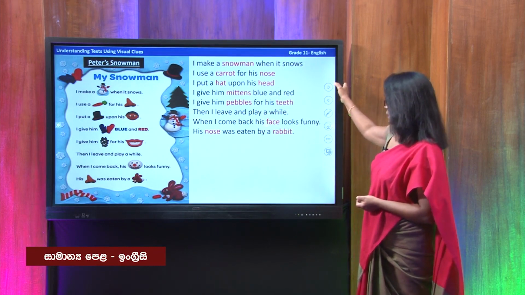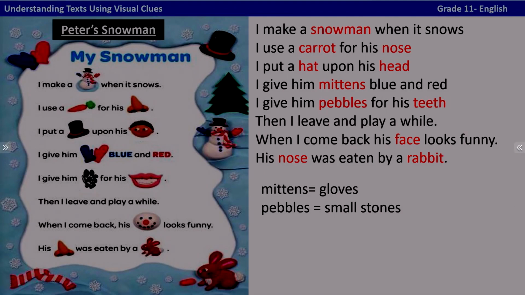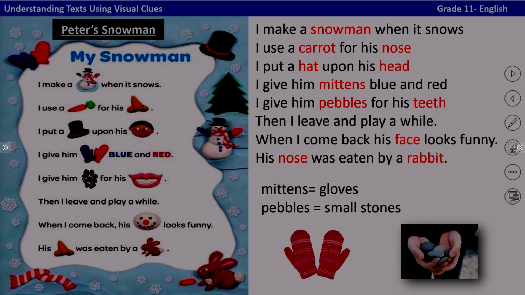Don't worry. Mittens are gloves, gloves that you wear during cold climate. And pebbles means small stones. So children, even if you have written the word gloves instead of mittens and also small stones or any other suitable word that can be used as snowman's teeth, you are correct.